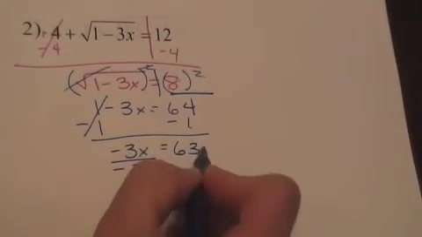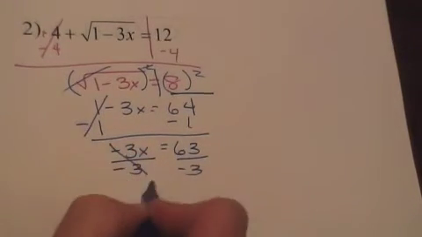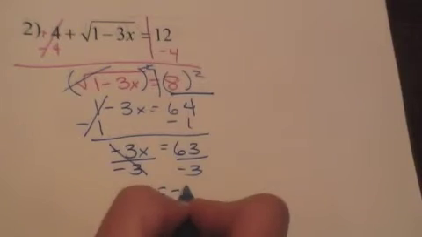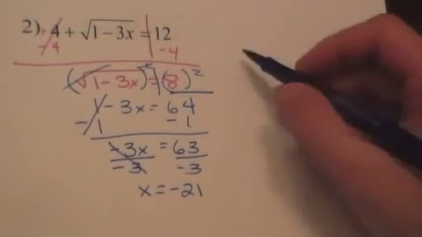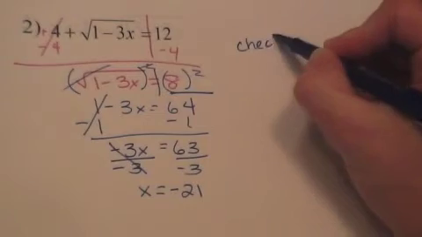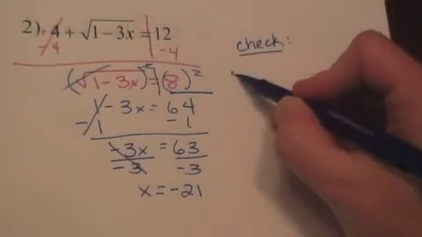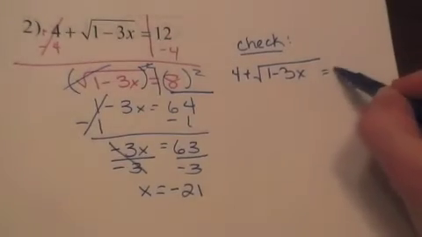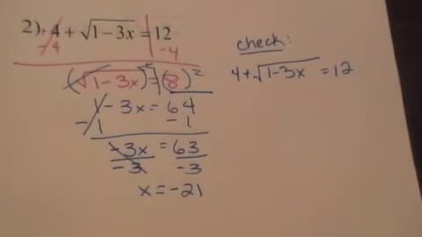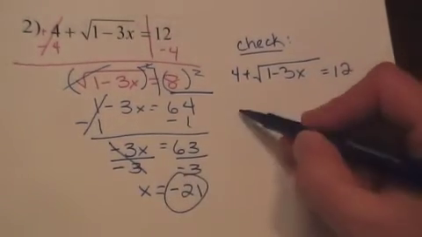Divide by -3. And x is what? -21. That's great. Okay, so now we have to check. Always in the original. Take that -21 and plug it in.